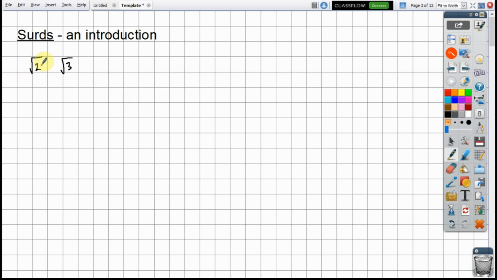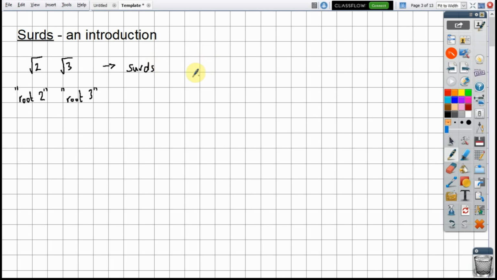These ones do not simplify to nice, easy whole numbers. Although you'll be used to calling this the square root of 2 and the square root of 3, from now on we're going to abbreviate that slightly. The normal language that is used for these is just root 2 and root 3. But they are normal square roots. So these are surds.